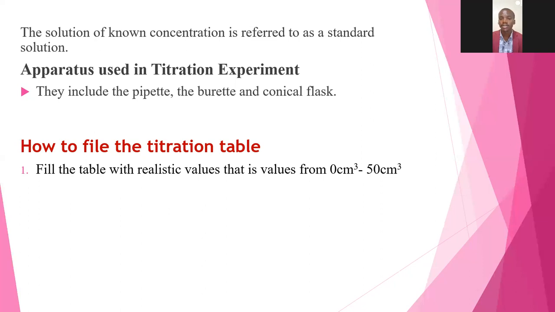You can't read 0 because when you are titrating, some volume of the solution inside the burette will be dripping down. So therefore, you can't get a 0. The 0.0 is just the initial value before titrating.